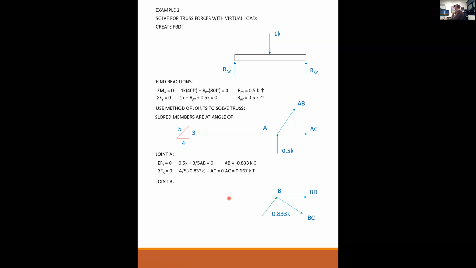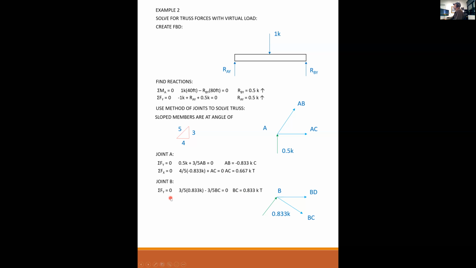Now we can go to joint B. AB is in compression. I know that now, so I can go ahead and just draw it on the joint as compression. I take away the negative sign, it's just 0.833 kips in the correct direction. BD and BC are unknown, so I draw those in tension. Sum the forces equal to 0. And I have in the vertical, summing the forces in the Y. So 3/5 of 0.833 is up, minus 3/5 of BC is down, equals 0. So BC is equal to 0.833 kips in tension.